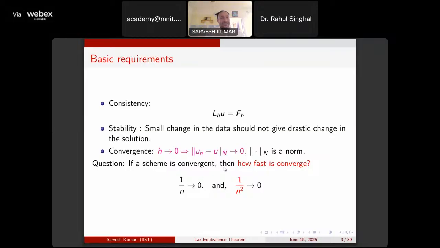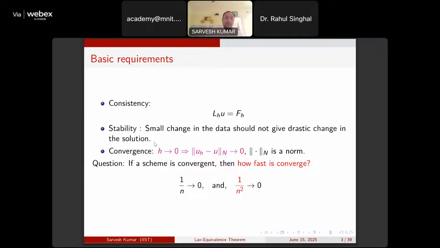So the first one is consistency. Whatever scheme we design has to be consistent with the PDE. What do you mean by that? In the discrete scheme, if you replace uh by u, this must be satisfied. That means, in some sense, you can say when your mesh size is very small, your discrete scheme behaves like a continuous scheme.